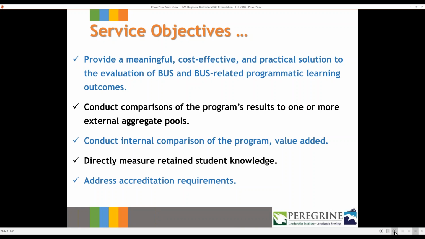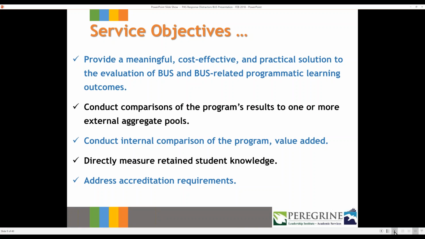learning outcomes. For you, specifically ACBSB schools, we're here to provide you the external aggregate pools of comparison to your programmatic results. And in one report, for example, the external comparison report, you can select up to 5 aggregate pools within the same report to compare your students' results against these pools of comparison.